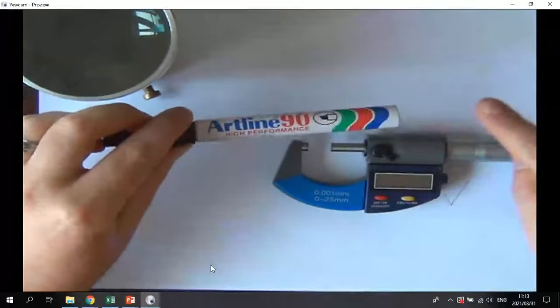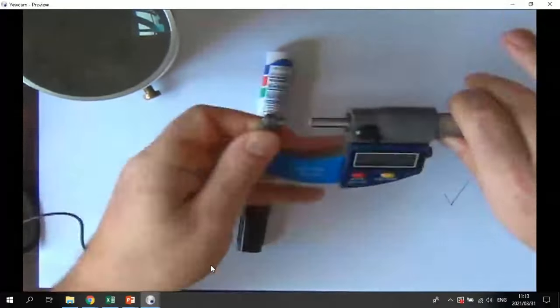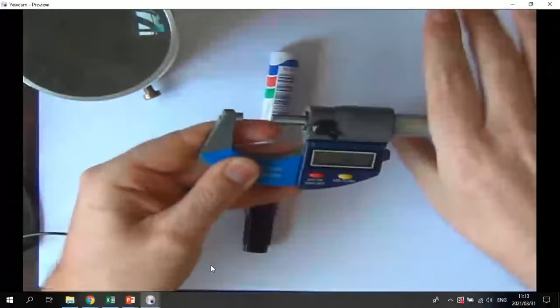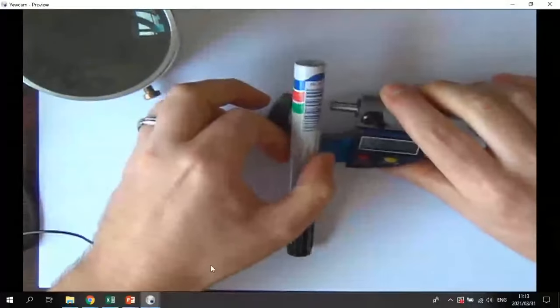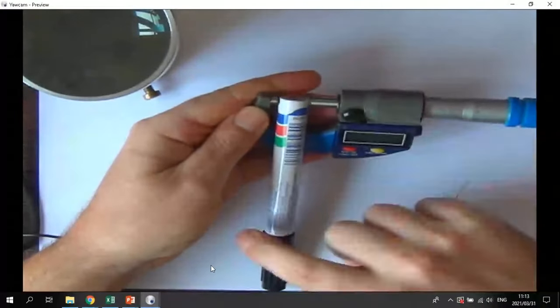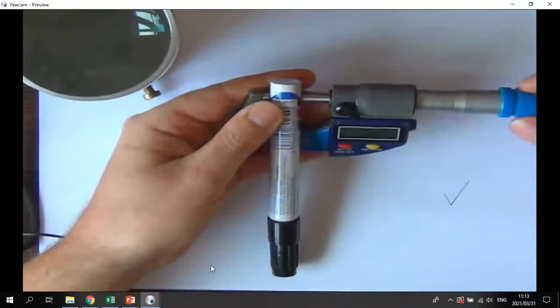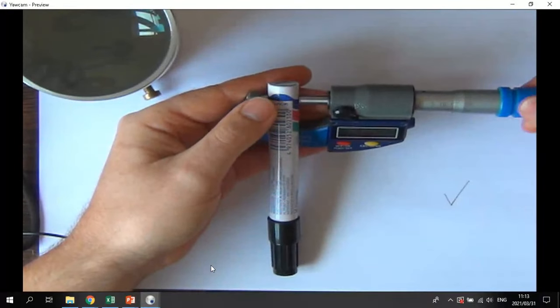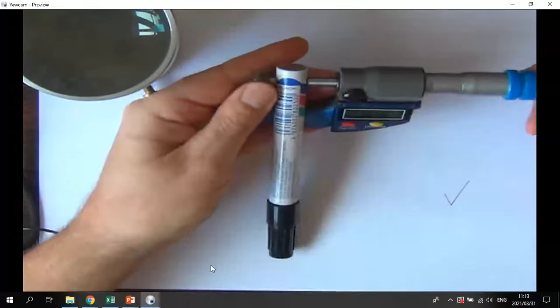So you can measure the waviness of the surface, or we could even specify the allowable variation on the diameters through the length of this pen. So there we have a 14.96.